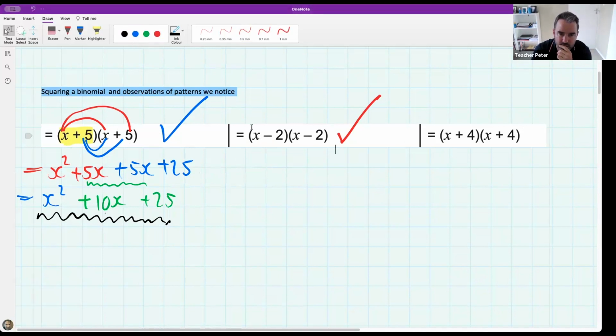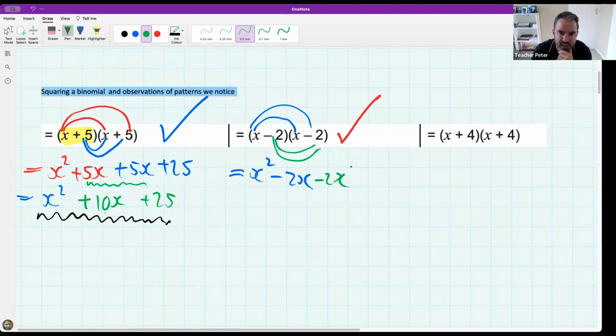Okay, x squared plus 4x plus 4. I just need to check the plus signs because we need to be careful. I definitely get an x squared, but I get a minus 2x when I do that bit, and I get a minus 2x when I do that. And then I get a plus 4. The middle term is doing its funky little dance here, but we should get x squared minus 4x plus 4.